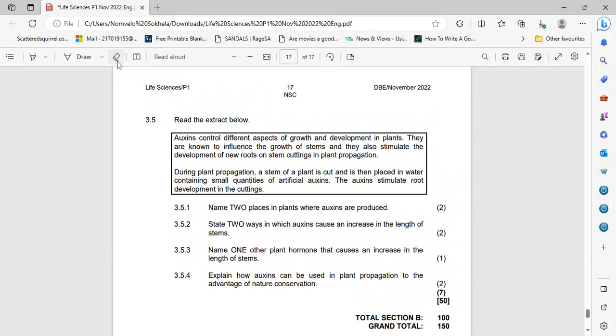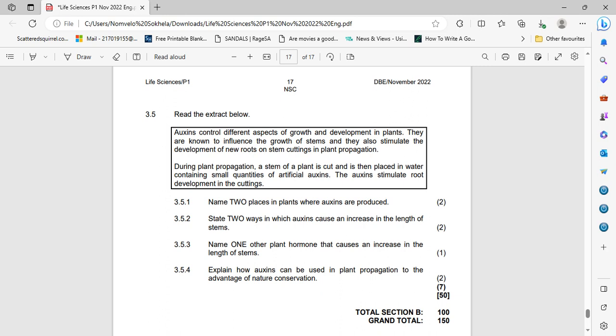We are going to be looking at life sciences paper 1, which was written in November 2022. We are going to be analyzing questions, and I'm going to be giving you a few tips on how to answer questions in your exam.